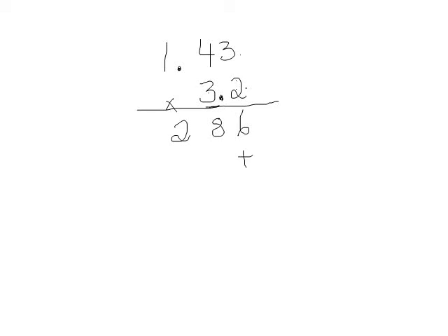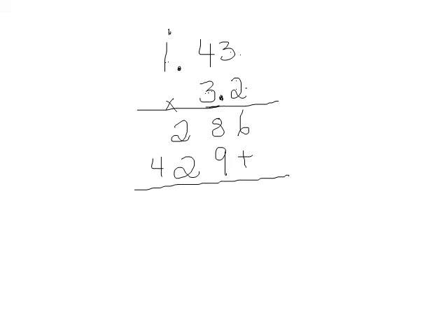3 times 3 is 9. 3 times 4 is 12, and up goes a 1. 3 times 1 is 1 plus 1. Let's try that again. 3 times 1 is 3 plus 1 is 4. Okay, just checking to see if you are awake.